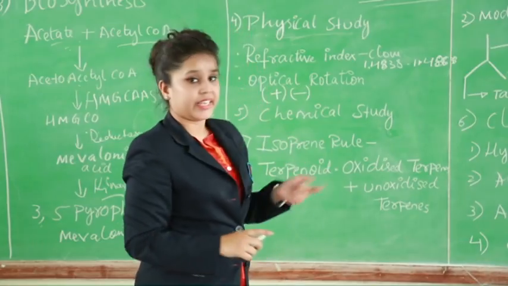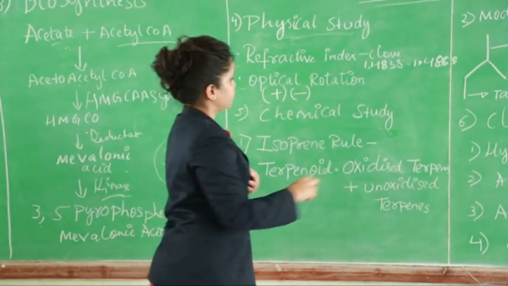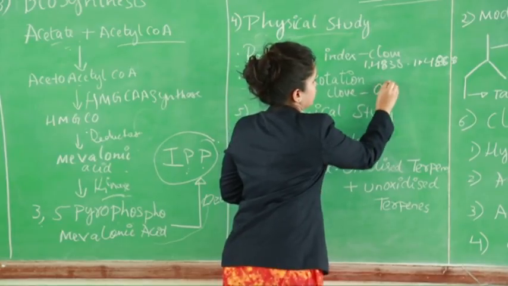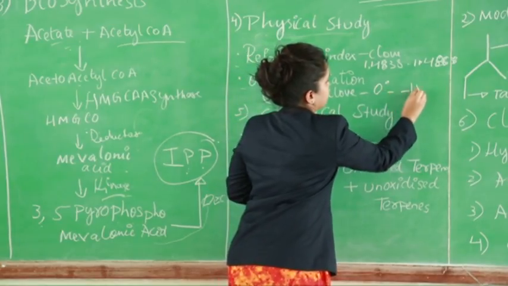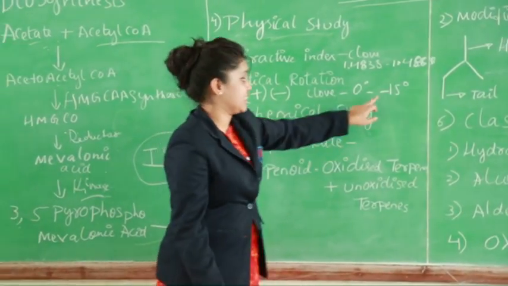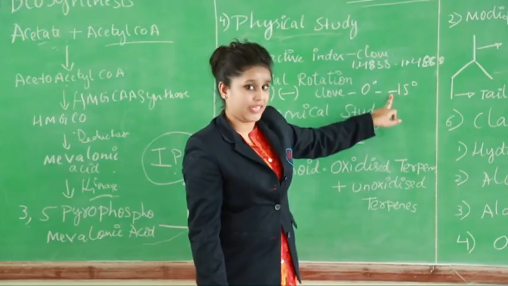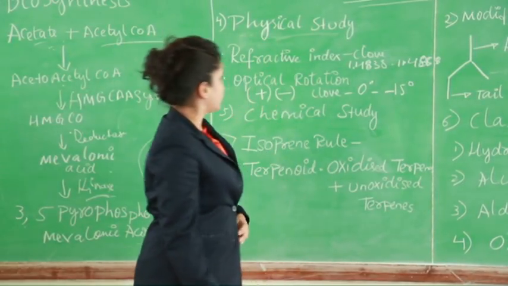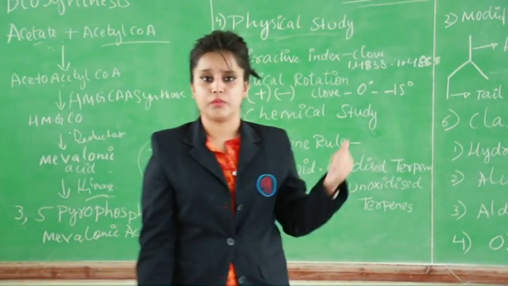Sharing an example, clove oil again. It has 0 degrees to minus 15 degrees. What is minus here? That is the anti-clockwise rotation. 0 degrees to minus 15 degrees. Okay, that's pretty much about the physical study.